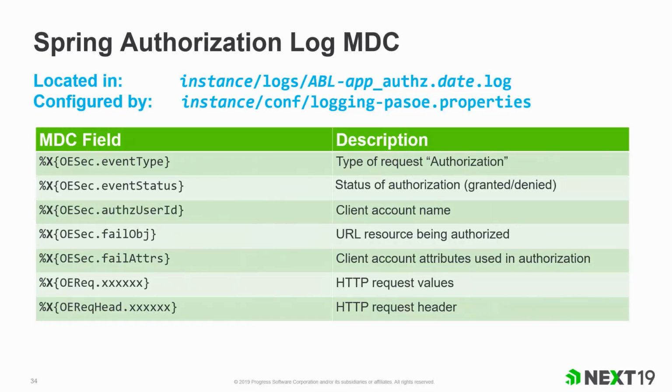Authorization, another set specific to authorization. Again, the type, I believe, is always authorization. The status in this case is granted or denied. You get the user ID, you get the URL of the object, the resource that failed authorization. Okay? And you get some attributes about that. And then again, the whole set of HTTP values and HTTP headers is there to use to inject into those messages.